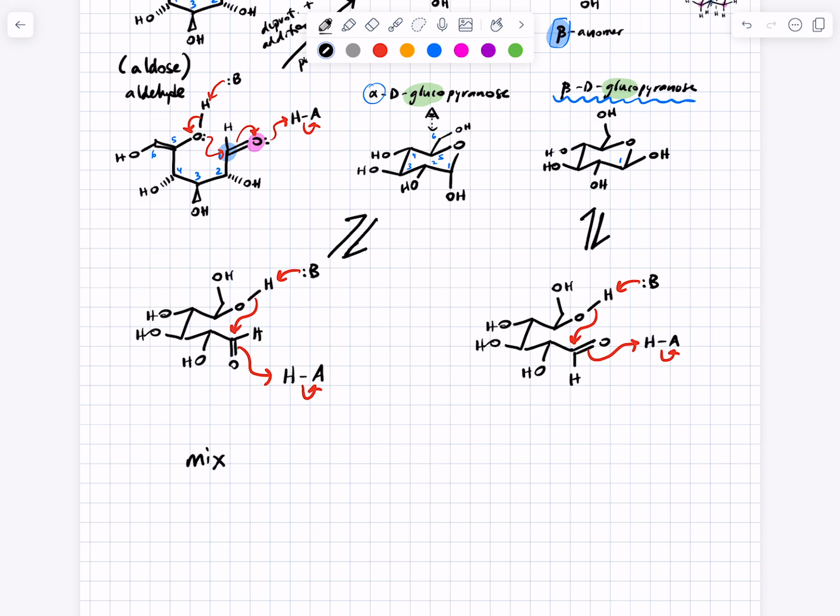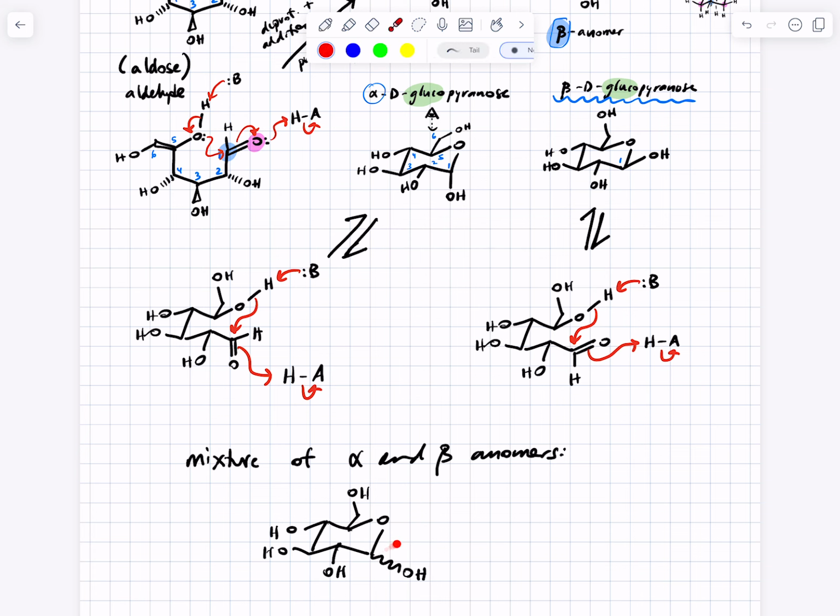And one way to communicate that you have a mixture of the alpha and beta anomers is as follows. You can draw either the chair or the overhead form of glucose, but at the anomeric carbon, you put a squiggly line like this, and you angle it in between the equatorial and axial positions. That communicates I have both in solution. That does not communicate that the OH is actually angled out at that ridiculous angle. It has to be either equatorial or axial, but it does communicate that I have a mixture of alpha and beta anomers.